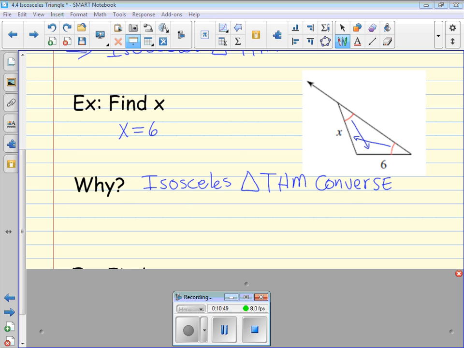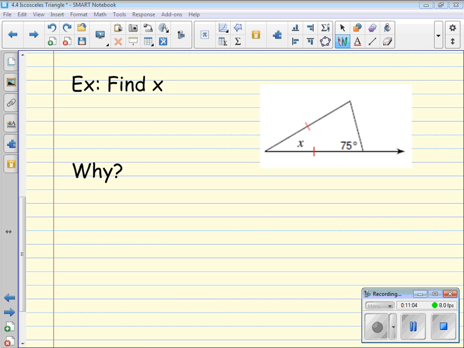You ready for it? Converse. Okay, this one says if the bases are congruent, then the sides are congruent. Okay, those were a little bit easier.